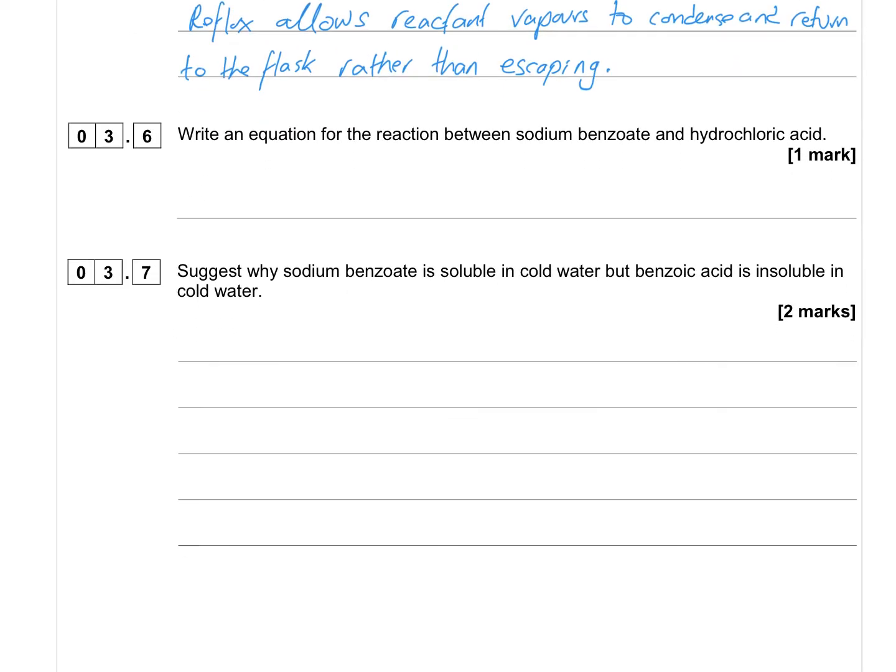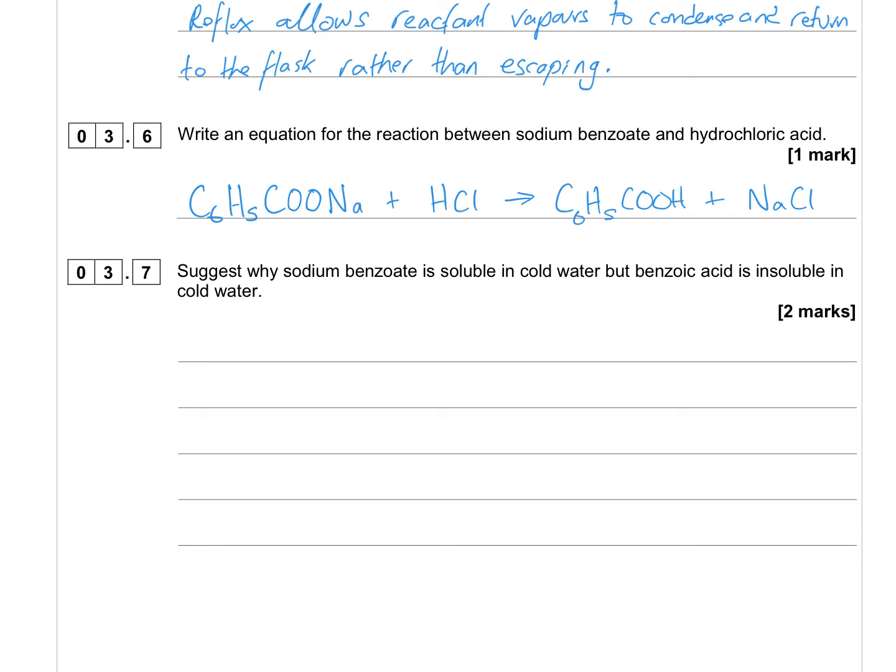So the hydrochloric acid is added at the end to turn the salt back into benzoic acid. So the sodium benzoate is C6H5COO minus and then Na plus, or COONa. If we add that to HCl, then we end up with benzoic acid, so C6H5COOH plus NaCl salt.